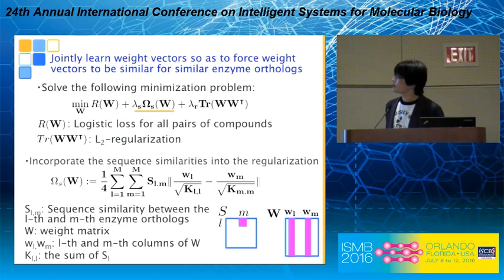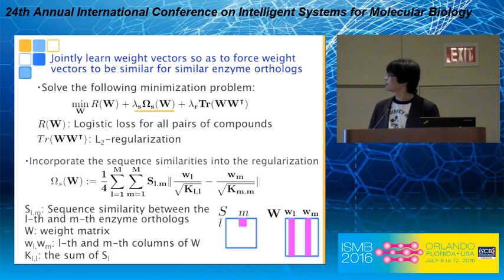We made jointly learned weight vectors so as to force the weight vectors to be similar for similar enzyme orthologs, by solving this minimization problem that consists of the logistic loss of all pairs of compounds and the L2 regularization term. We incorporated the sequence similarities using the similarity matrix S, which represents the similarity between the enzyme orthologs, and W, the weight vectors for the compound pair feature vector.